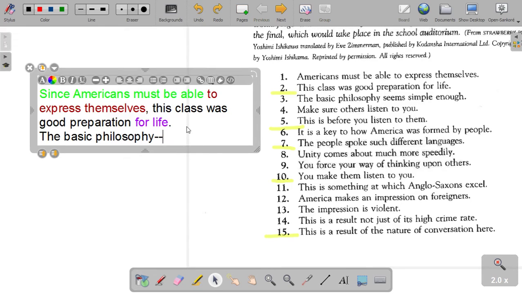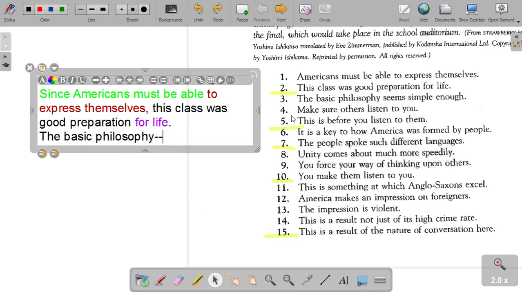Actually, we could put also a gerund here, which is a gerund. Remember, what is a gerund? Do you guys remember? It ends in -ing, good, -ing, and it functions like a noun. So let's make it function like a positive here. So the basic philosophy, which is what?